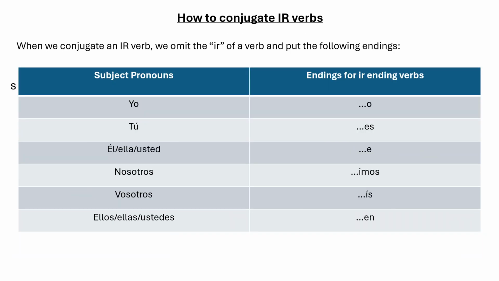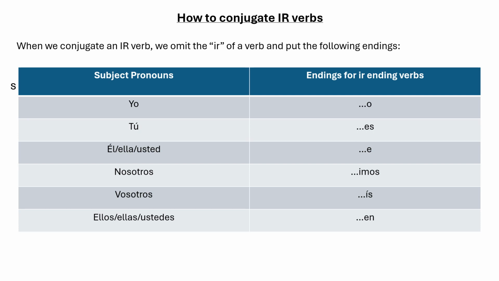Now we will learn how to conjugate the IR ending verbs. Now here in this chart you can see the endings for IR ending verbs in the second column of the table. Now they are a bit similar to the ER endings, but the differences are in the nosotros and vosotros. In the ER ending verbs, nosotros has EMOS and vosotros has ÉIS. However, in IR ending verbs, they have IMOS and ÍS with an accent on the I. The rest is the same.